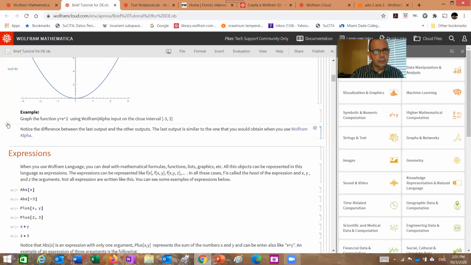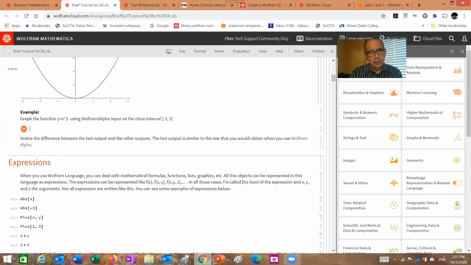So here you click on the plus, then you go to Wolfram Alpha query, and then my query is: graph the function y equals x to the second on the interval from -3, sorry, from -3 to 3. And then you put the cursor at any point on that line and you press Shift and Enter. And then what do you get?